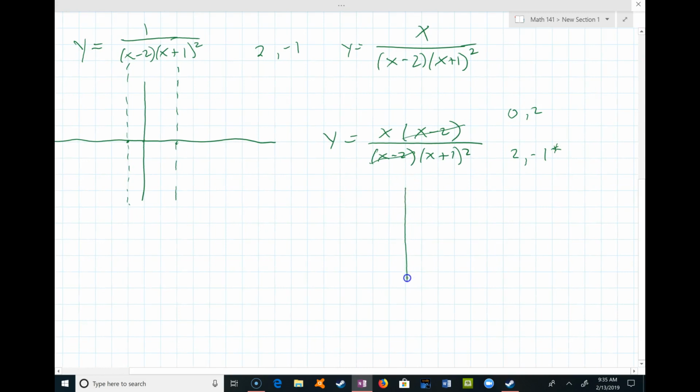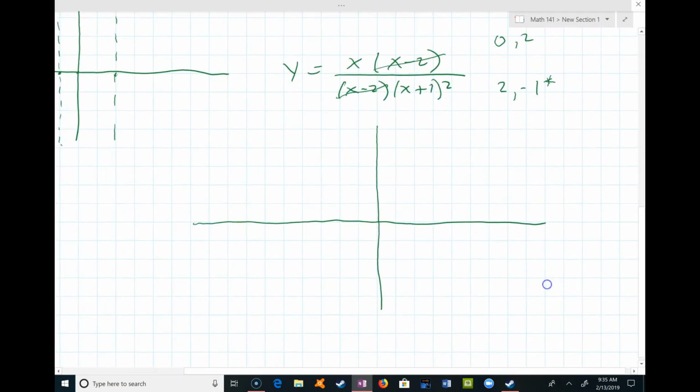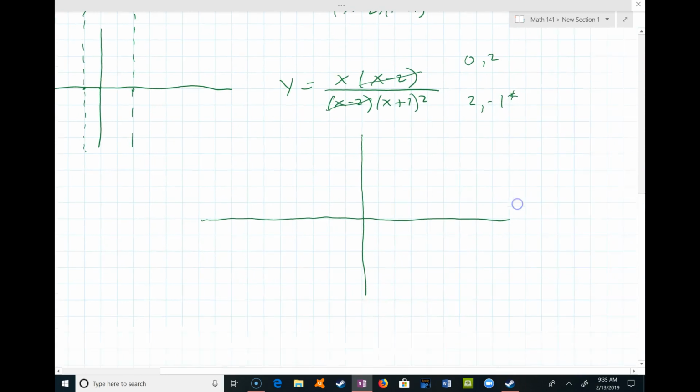Okay, so let's put all that together and sketch a quick graph of this. We said that there's an x-intercept at 0. We said that there's a vertical asymptote at negative 1. And we said there's a hole at 2. Okay? So now, we can put the x-intercept in, no problem. We can put the vertical asymptote in, no problem, because we know what that looks like. Now the hole, we don't know exactly where it is. We just know there's a hole somewhere. Okay? So then my next step is to figure out where that hole is.